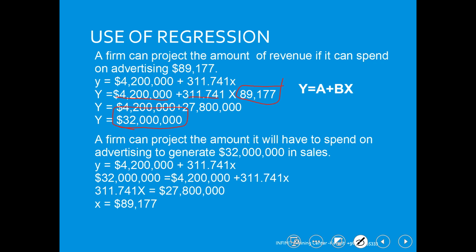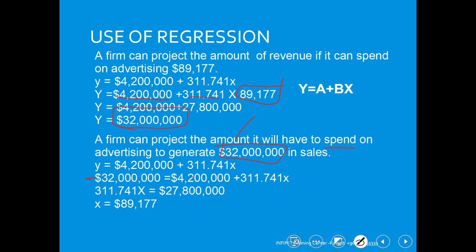Same like that, you can just rearrange the formula. We can say here I want to make $32 million. So how much advertisement do I have to spend? So you can use the same thing in this formula. A firm can project the amount it will have to spend on advertising to generate 32 million in sales. So how much advertisement do you have to make? So here the answer we know, Y is 32 million. I want 32 million sales. So Y we will keep as 32 million.